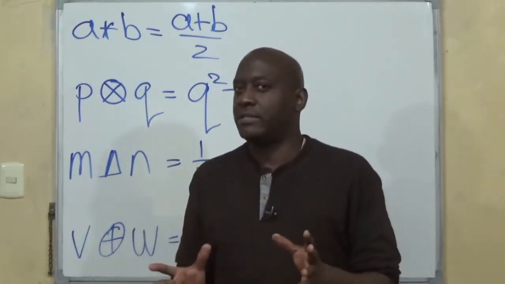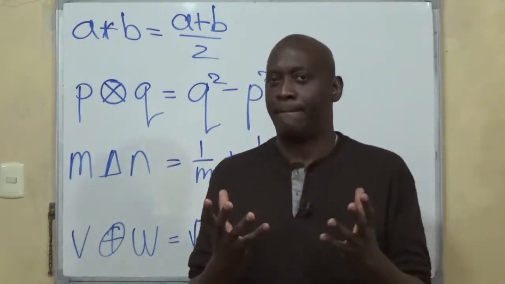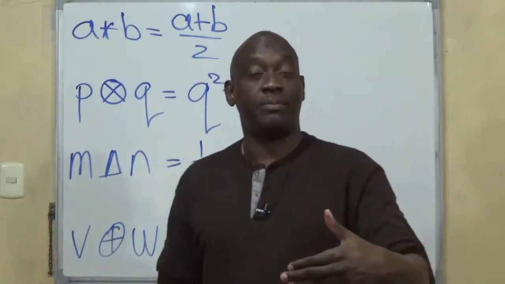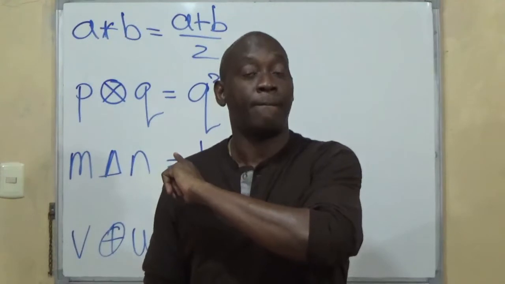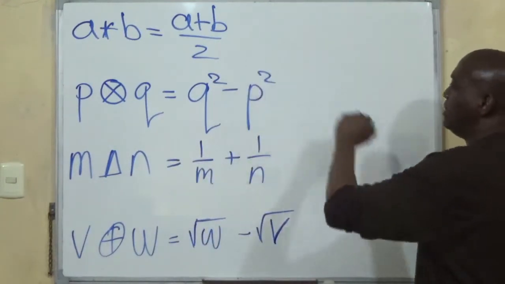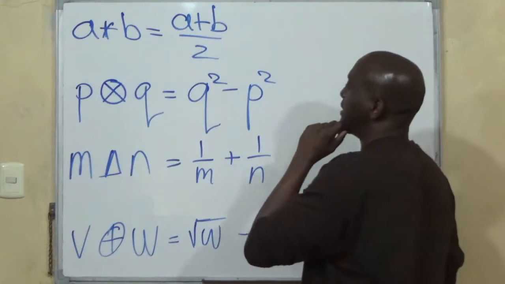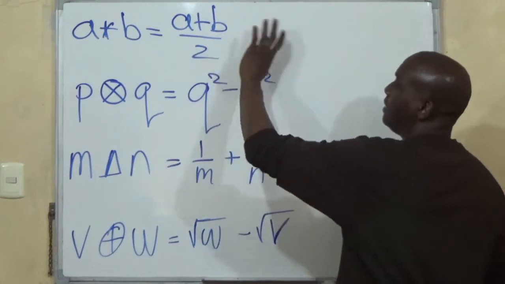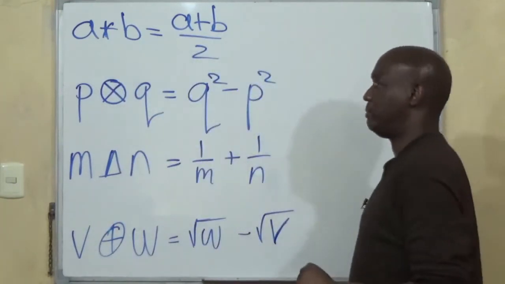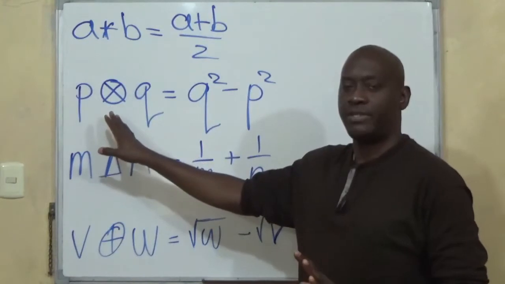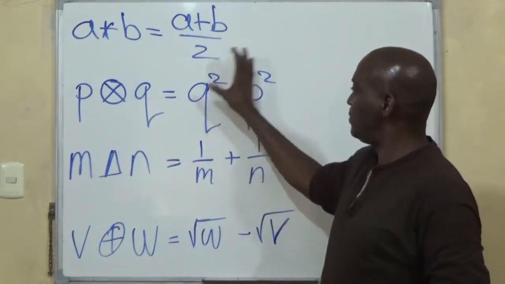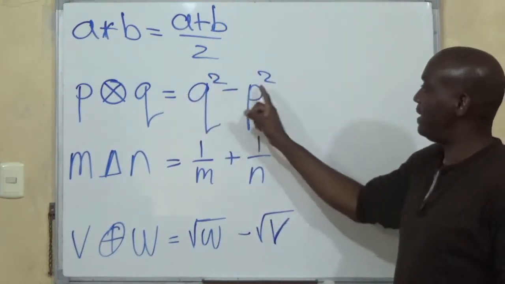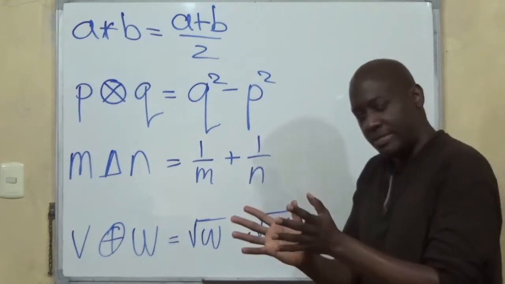The operands could change. The operands could be the same. You can use the same operands across 4 different operators, across 4 different operations, just as we did in the previous video. But one-to-one where operations and operators are concerned. So we have A star B. You have A here and you have B here. 2 operands, binary operation. You have P, funny symbol, Q. That is equal to Q squared minus P squared. So you're squaring the Q, you're squaring the P, and then you're subtracting. That's a whole set of operations mixed up there.